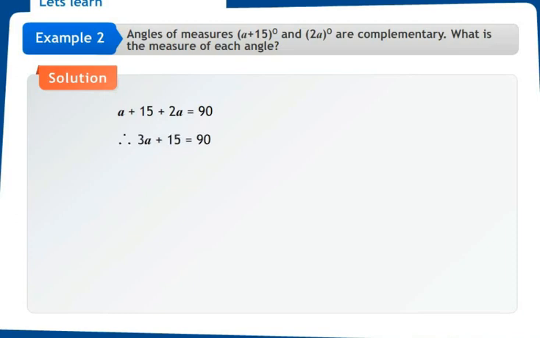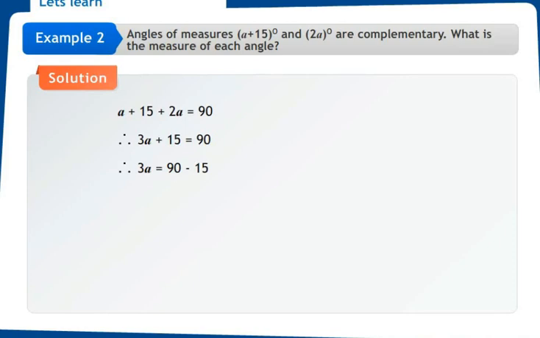Now you can see a plus 2a. If you have 2 chocolates and you get one more chocolate, it becomes 3 chocolates. Similarly, like terms, meaning all the a's, we will take together and the numbers together. So a plus 2a is equal to 3a. So I can write 3a plus 15 is equal to 90. Now when 15 was with a, it was written plus 15. But when it comes to the opposite side of a, it becomes minus 15.